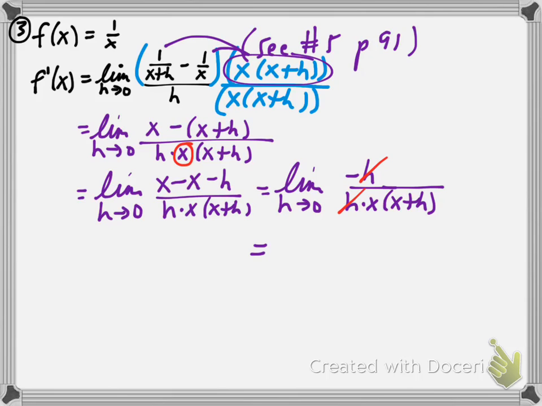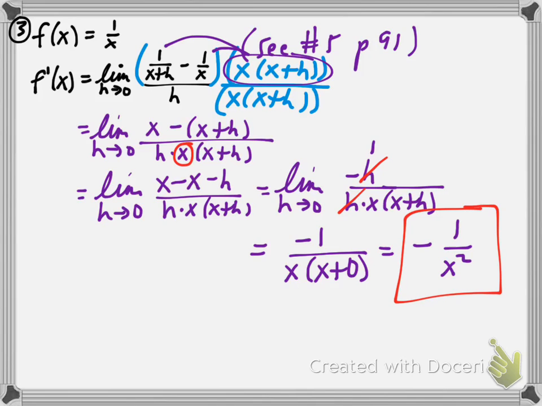and now all we have to do is plug h equals 0 back in. And so we have negative 1 up on top, so we have negative 1 over x times x plus 0. And we know that x plus 0 is x, and negative 1 over x times x is negative 1 over x squared.